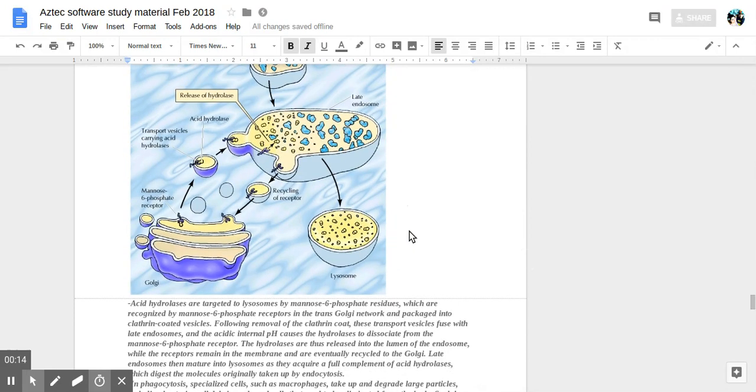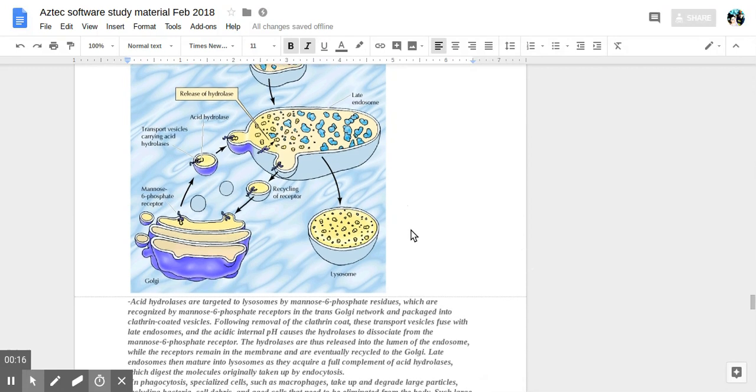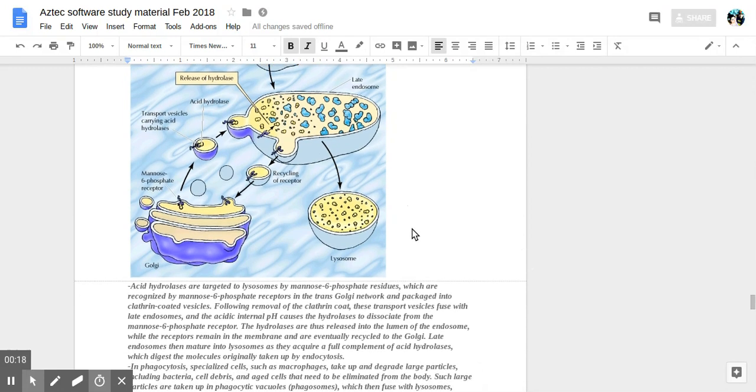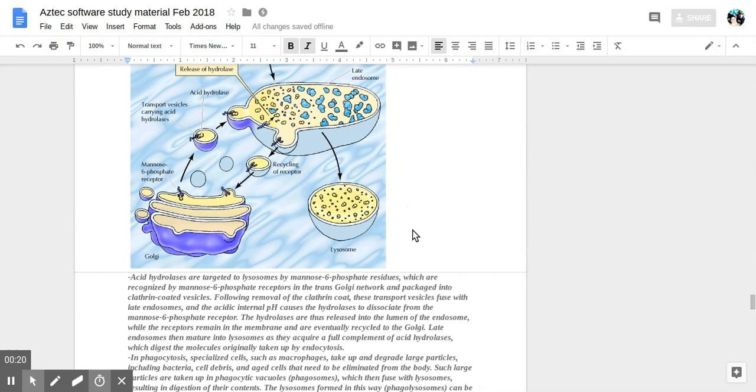So, lysosomes contain acid hydrolases, which are targeted to lysosomes by the mannose-6 phosphate residues, which are recognized by mannose-6 phosphate receptors in the trans Golgi network. So the outside folds of the Golgi apparatus, which we learned about previously.